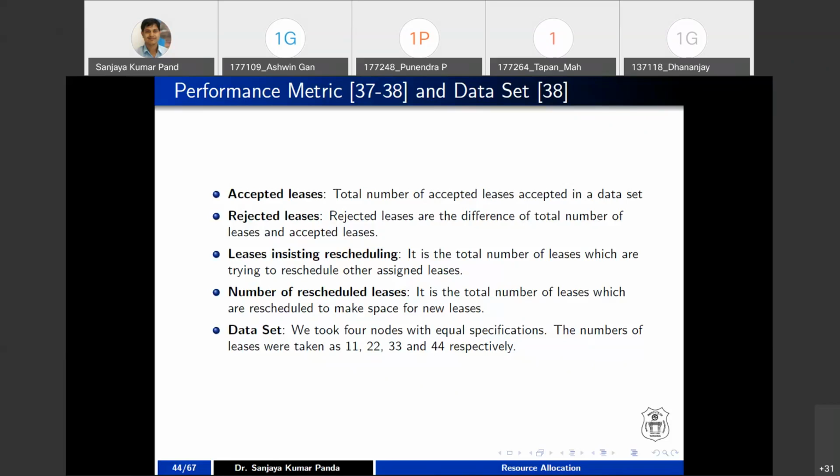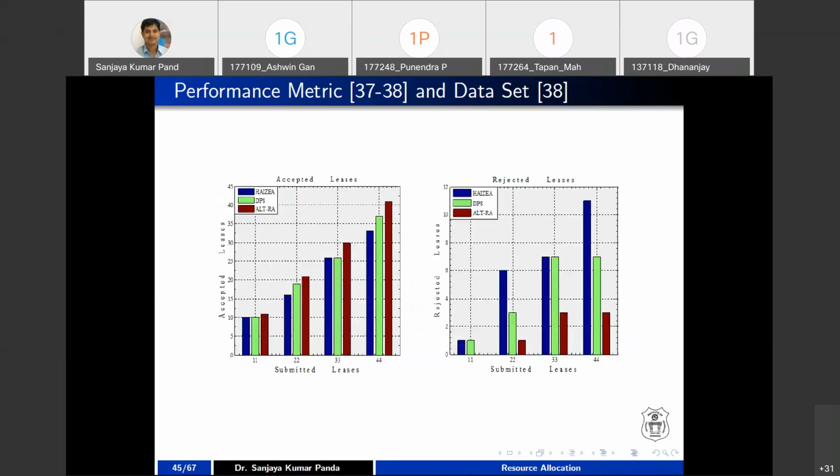If you check their performance, look at the number of accepted leases for the four data sets, 11, 22, 33, 44. The highest number is accepted by ALTRA, followed by DPS, followed by IGR. Similarly, in rejected leases, the lowest is ALTRA. In the 11 data set, no leases are rejected using ALTRA. Like that, you can calculate the performance of the algorithm.